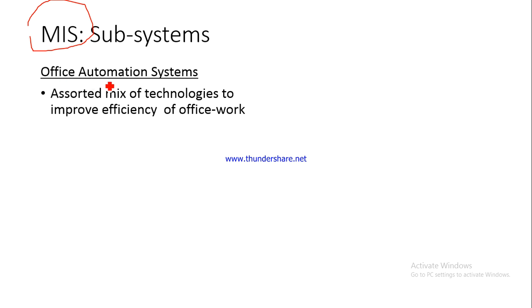Now what will happen in the office automation system? A number of technologies would be there, not one kind of technology, but different kinds of technology and different kinds of equipment, and the whole objective is to improve the efficiency of the office work.